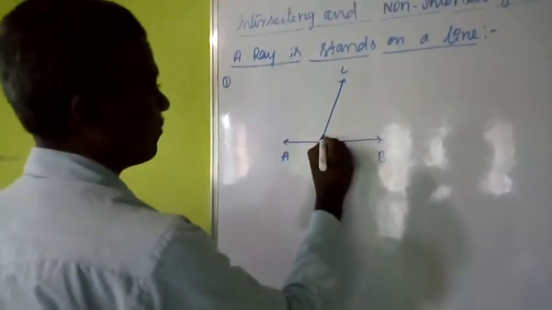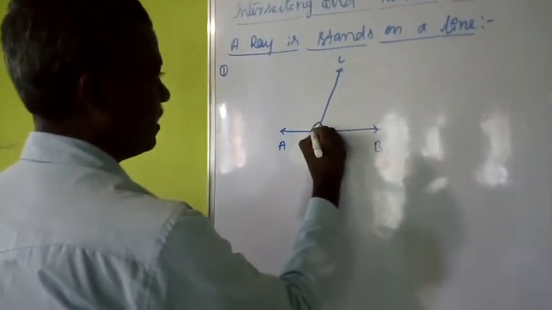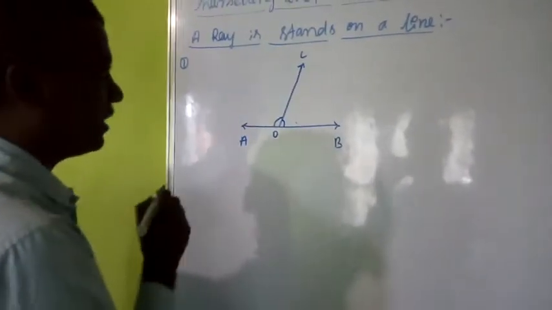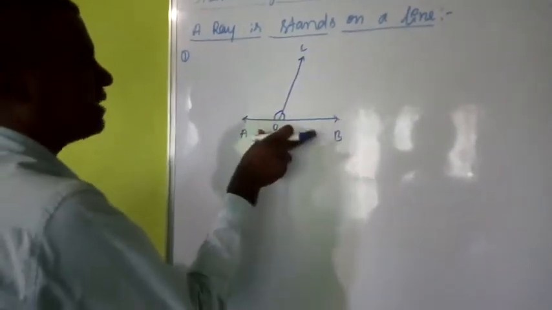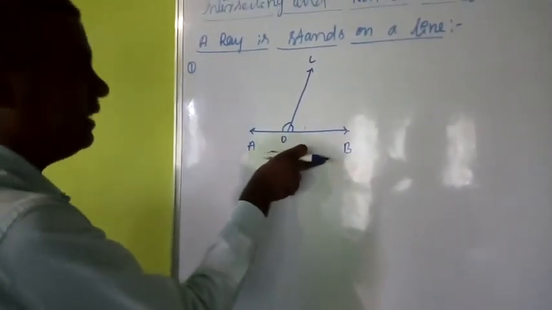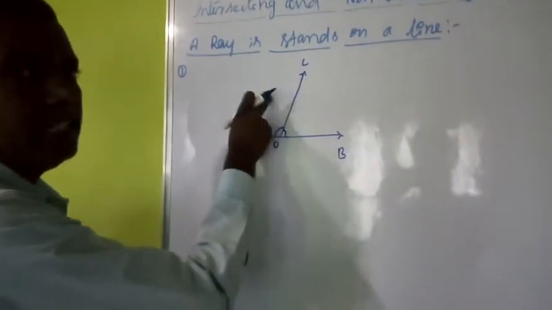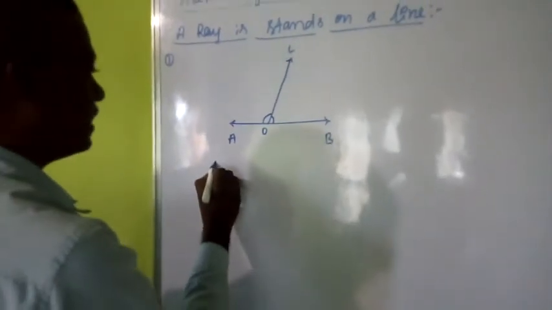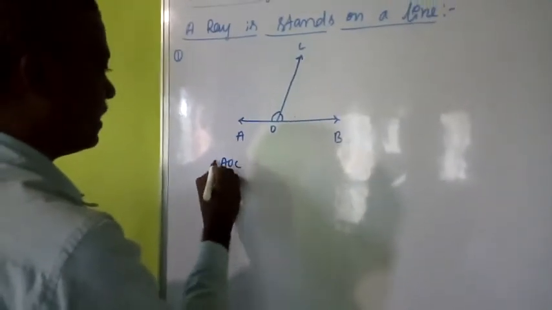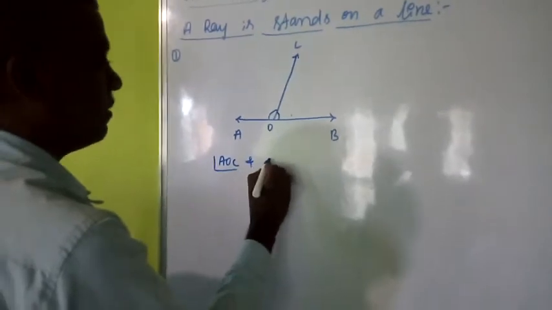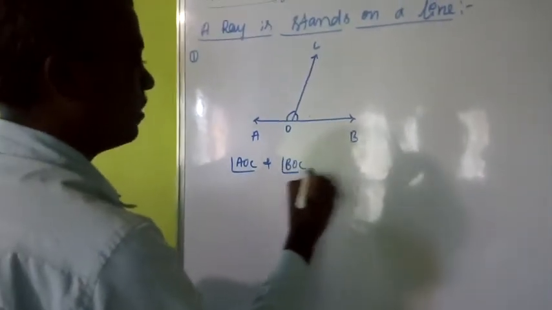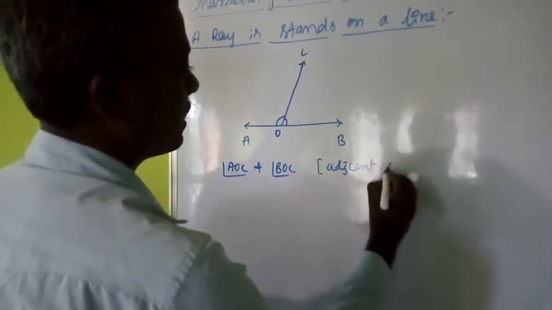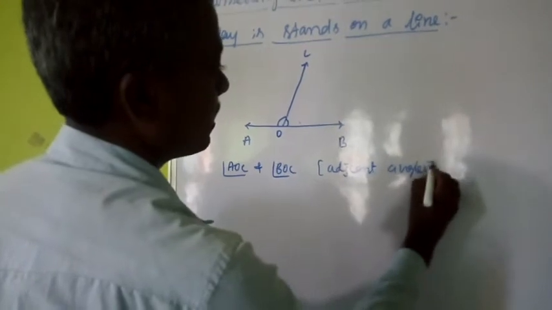Two angles are formed here. Okay. What type of angles are these? These are adjacent angles. Dear students, just observe here. If any ray stands on a straight line, it gives you two adjacent angles. What type of adjacent angles? These two, just check it out here. That is angle AOC and angle BOC, adjacent angles. Why are they adjacent angles? They are side by side, so these two angles are called adjacent angles.